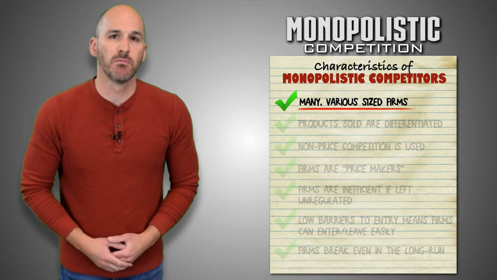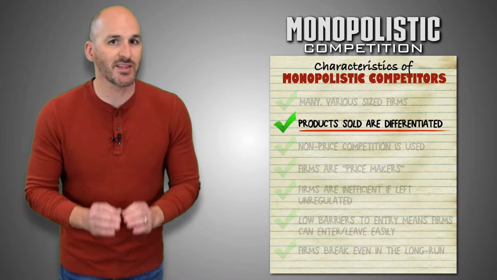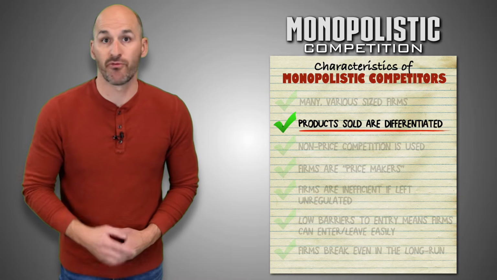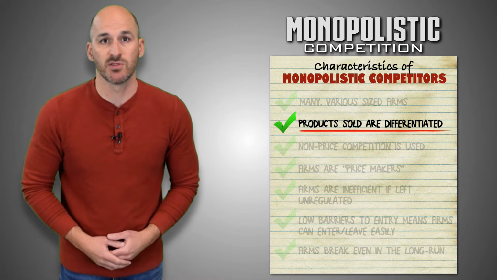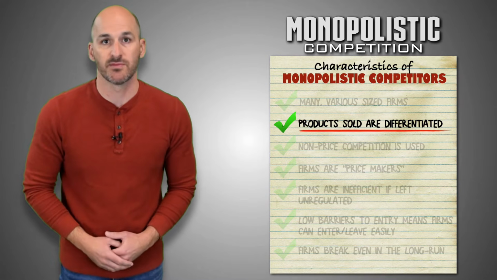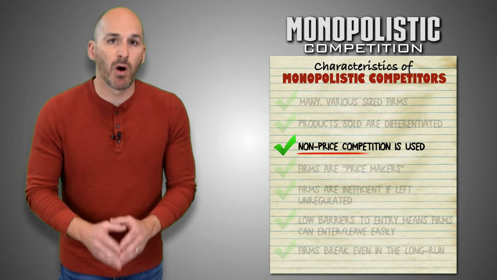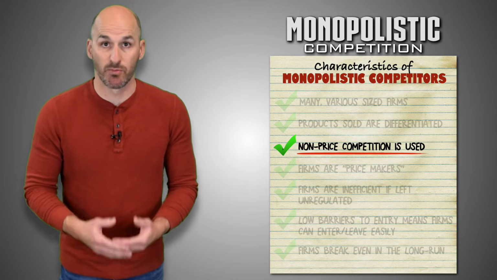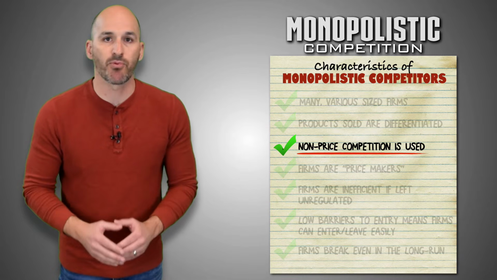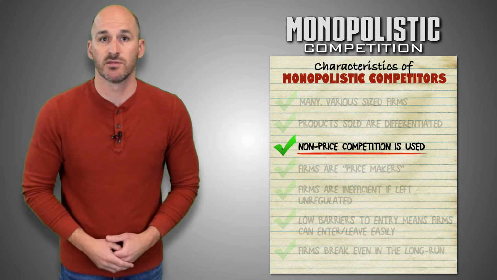In addition, monopolistically competitive firms sell products that are slightly differentiated, meaning the economic goods produced by one firm are close substitutes for the economic goods produced by all other firms in the market. As a result, like monopolies, monopolistic competitors will utilize commercials, marketing strategies, and other forms of non-price competition to try to boost consumer demand for their products.